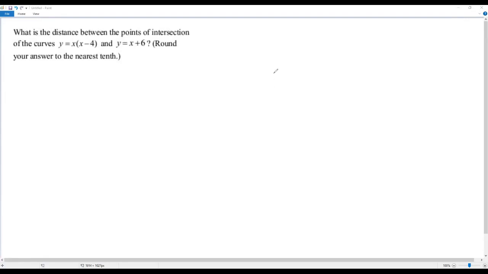Here we have a SAT math problem. Okay, let's go to the question. What is the distance between the points of intersection of the curves y equals x times (x minus 4) and y equals x plus 6? Round your answer to the nearest tenth.